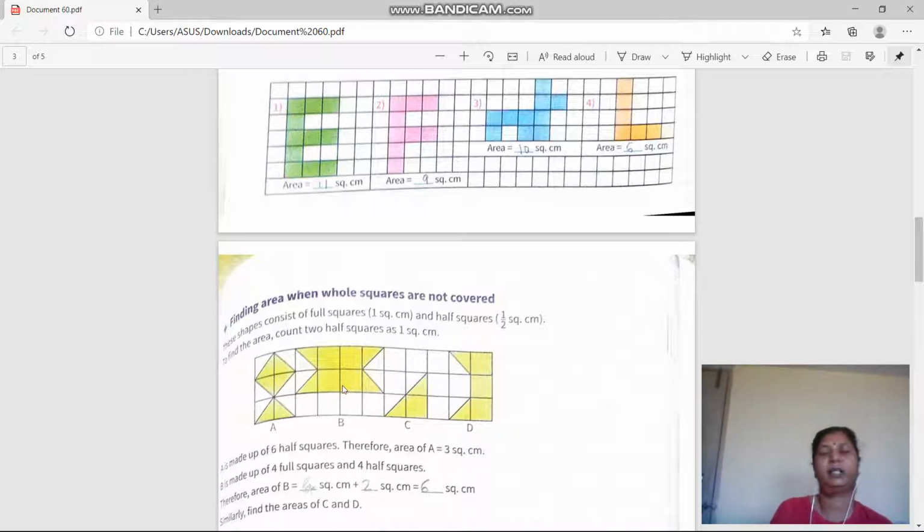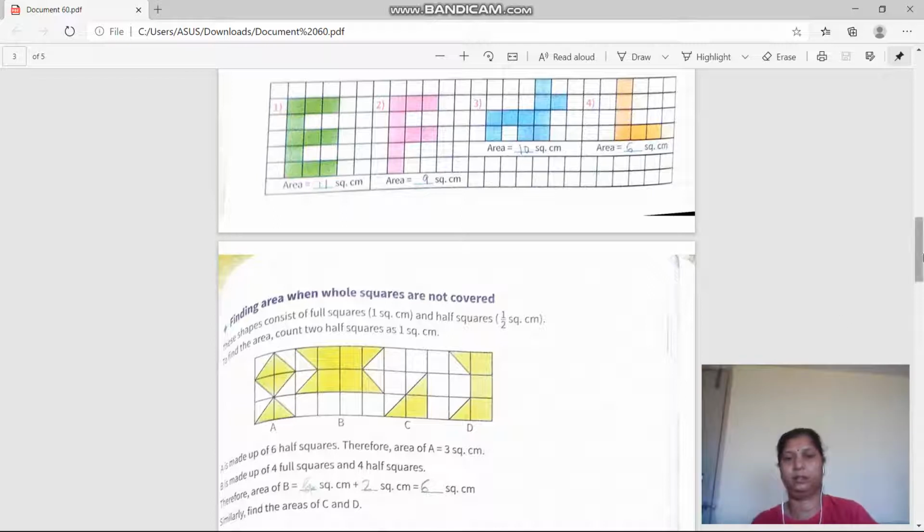First of all we will calculate the whole squares: 1, 2, 3, 4, half and half makes 5, and this half and half makes 6. Next, C figure. How many whole squares are there? Only one. How many half squares? This half and this half make a full one, so that means 2 square centimeter. Now see the D figure: 1, 2, 3, 3 squares, and this is half, that is 4 square centimeter. Get it?